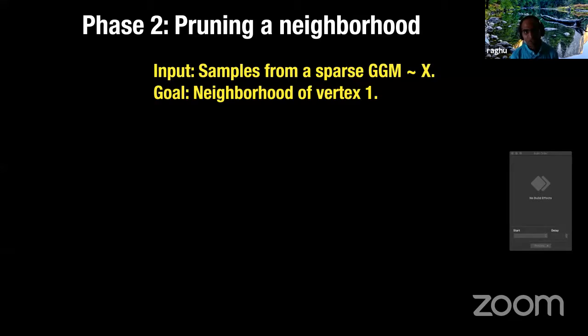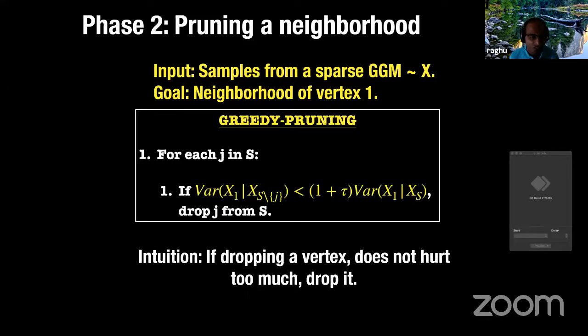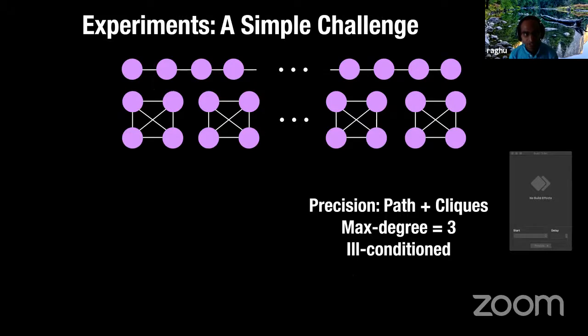What is phase two? So now you've constructed a candidate neighborhood. And the problem is that you might have some false positives, in the sense that you might have added some vertices which are not actually neighbors to the set S. And now you just prune them out using a simple rule, which is if dropping a vertex does not hurt you too much, you just drop it. So for each vertex in your set S, you do the following. Compute the conditional variance of x1 after dropping that vertex. If the conditional variance is not too much higher, let's say by a multiplicative factor 1 plus tau, where tau is some parameter, than the actual conditional variance, then you just drop that vertex. And again, you have to work with estimates for what these conditional variances are and not the actual variances. All right, so that's the algorithm.